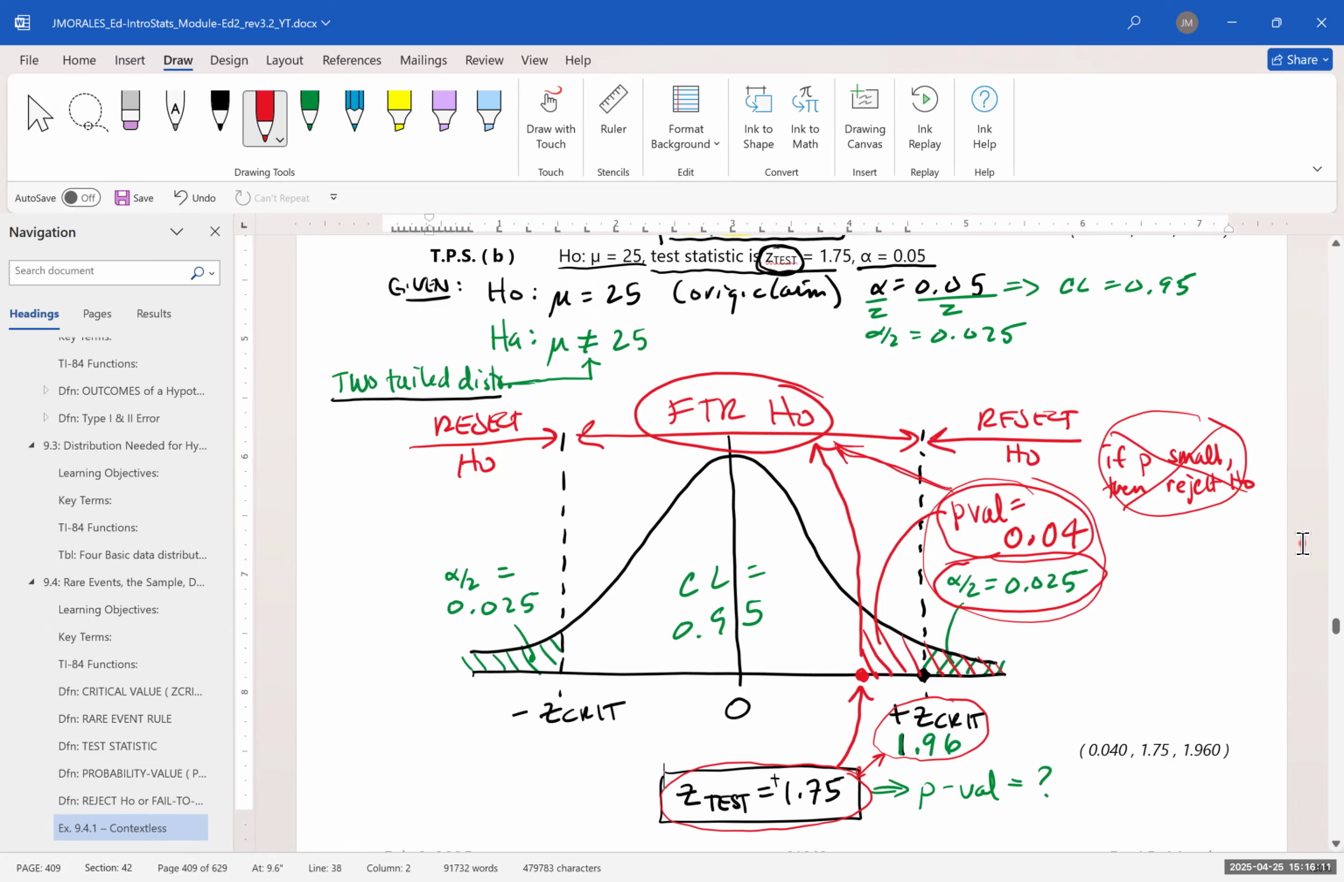So the two things we needed to calculate: we needed to calculate the p-value, and the p-value is 0.04. And the other thing was to come to a conclusion, and that is that we're going to fail to reject the null hypothesis. So this concludes that example. Let me know if you have any questions.